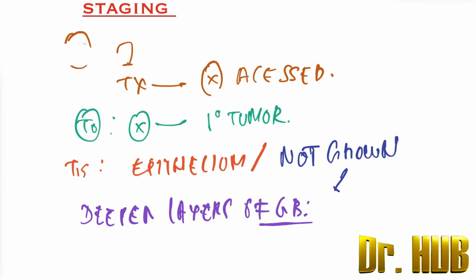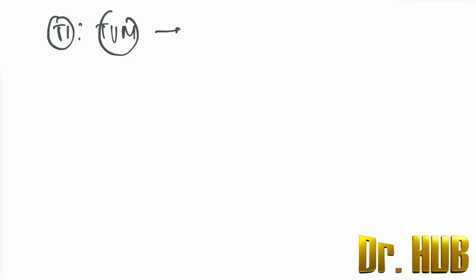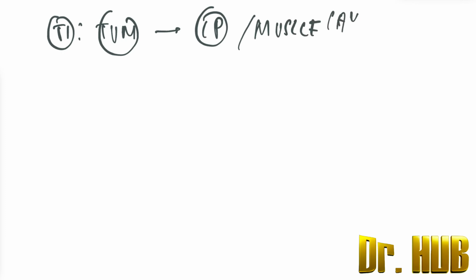Next we move on to the T1. What is meant by T1? T1 stands for the tumor invades the lamina propria or the muscle layer, the muscularis. So T1 means the tumor invades the LP, that is the lamina propria, or the muscle layer, and that includes the muscularis.